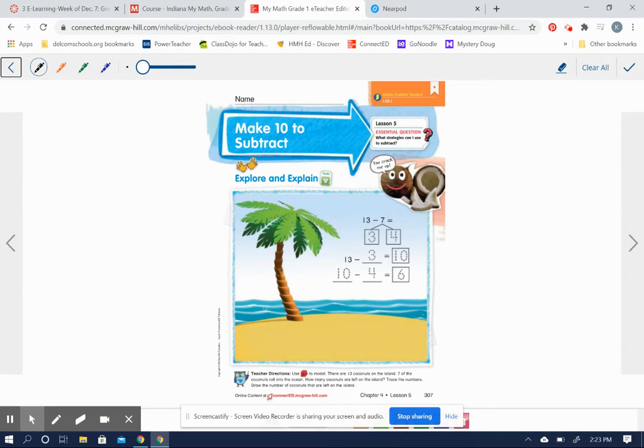Hello, boys and girls. All right, I will admit that today's lesson is a little bit tricky. In fact, I may even do all 4 pages with you today. I just want to say that this is one particular strategy that you can use in order to subtract. We're going to be making 10 in order to subtract.